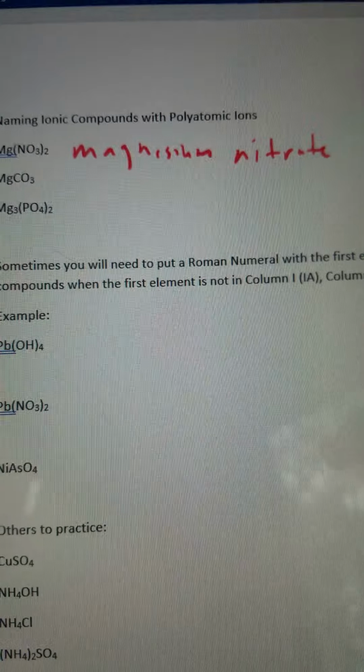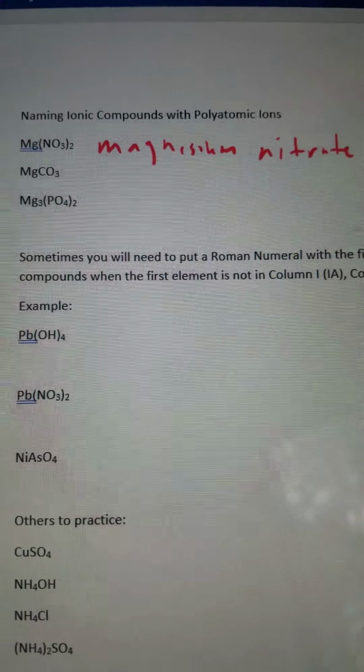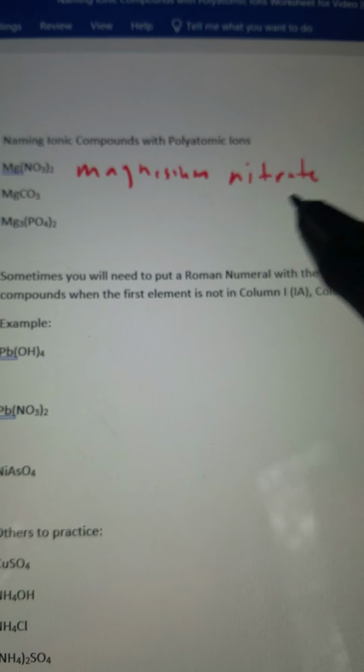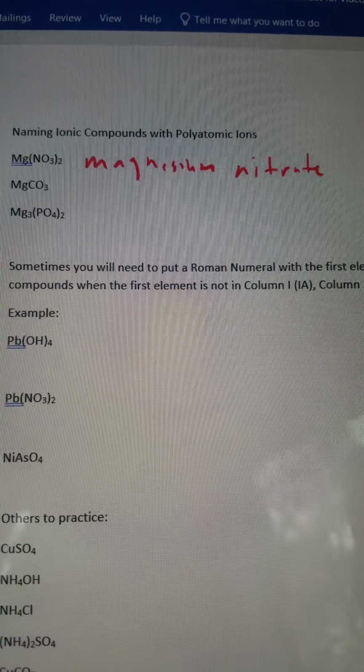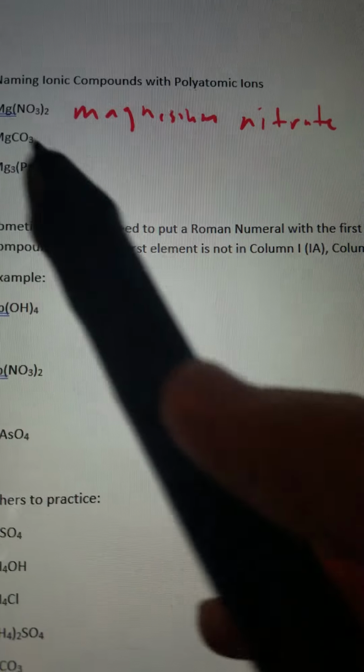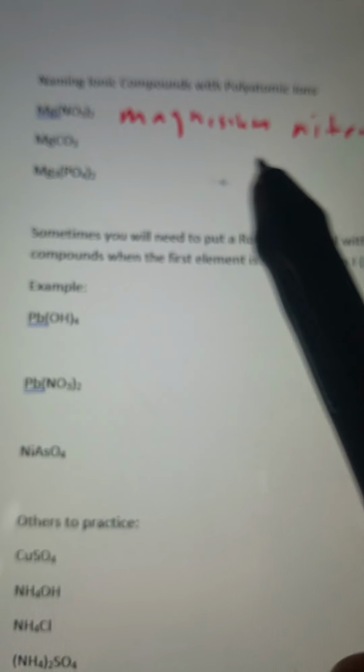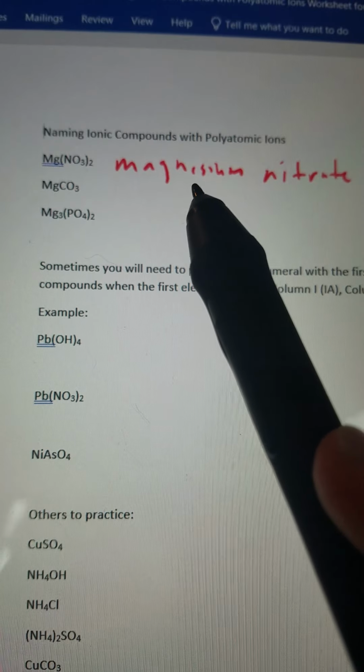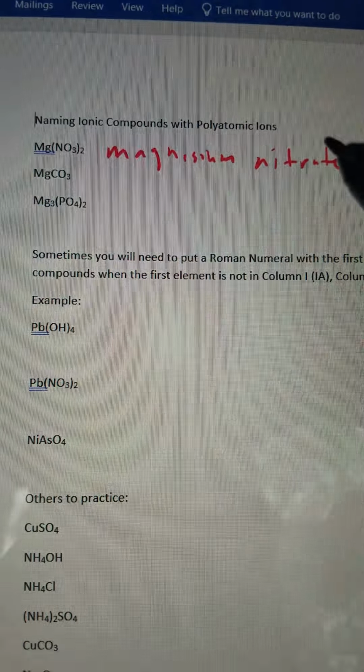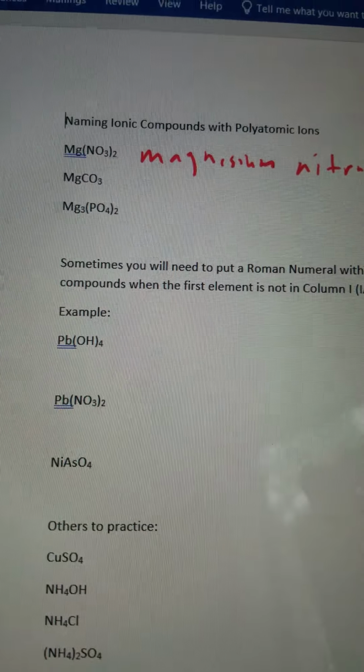Since it only has a specific charge, then we don't have to worry about Roman numerals on any of the negative parts of the name. And we always want to look at our positive part and make sure it's not one of those elements that needs a Roman numeral. In this case, magnesium is in column 2, so it always has a +2 charge. It does not need a Roman numeral.